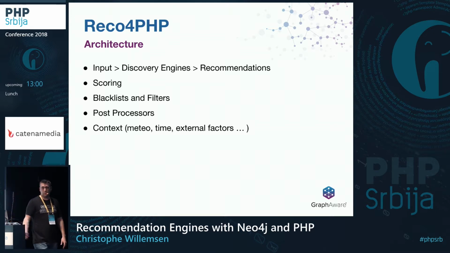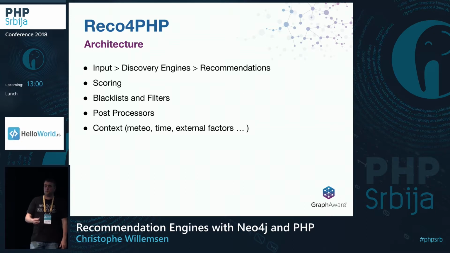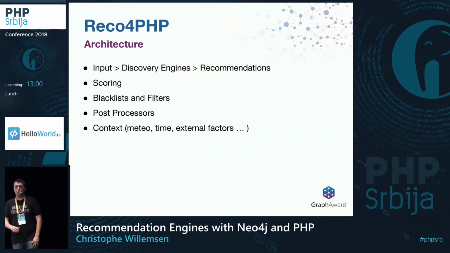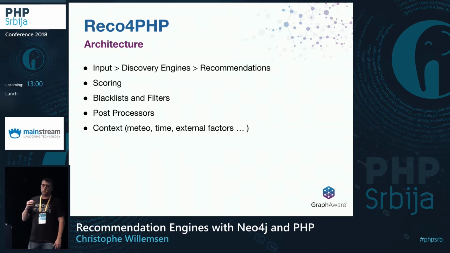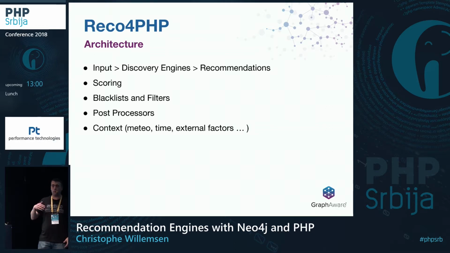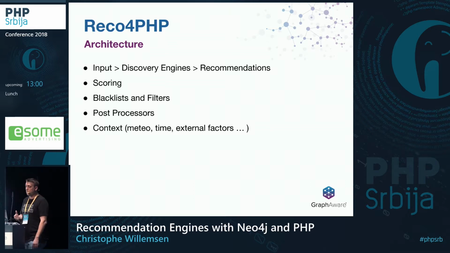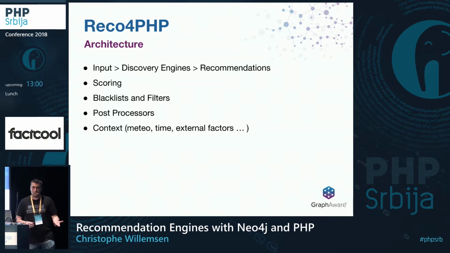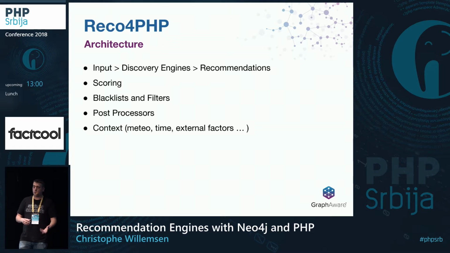You have an input, which can be a user, but the input can be anything, because we always think, okay, I want to recommend something to the user, but you can start from the other way around. For example, find me similar books, so you can create pages with similar books you might like. So the input is passed to discovery for finding recommendations, and then it serves recommendations.